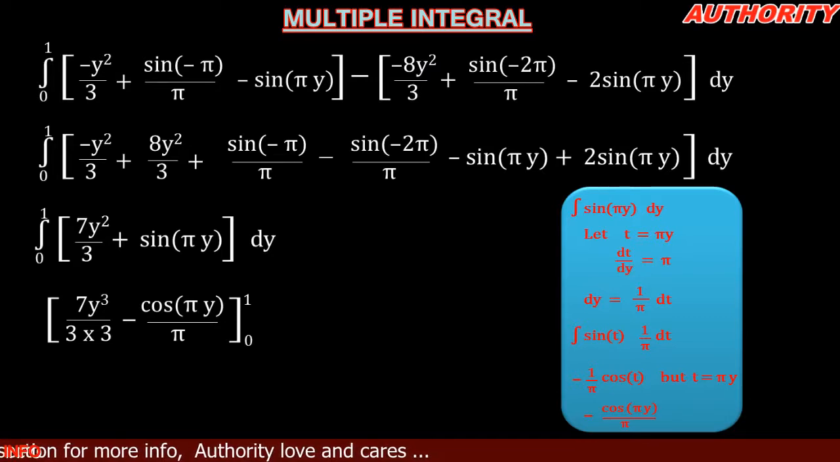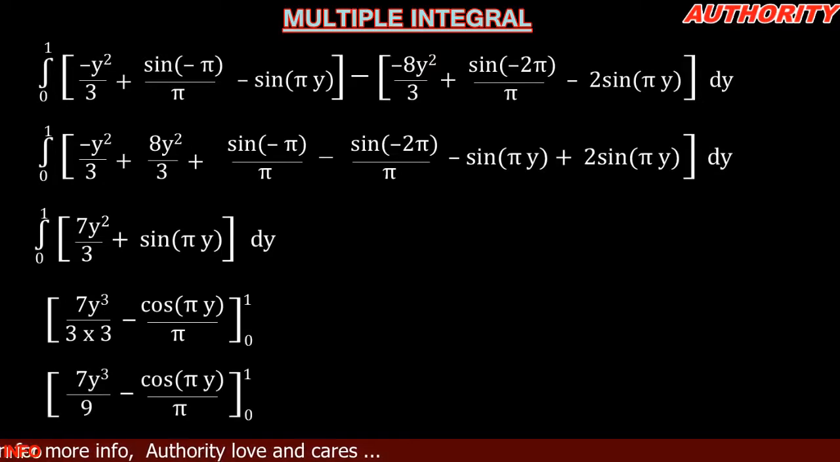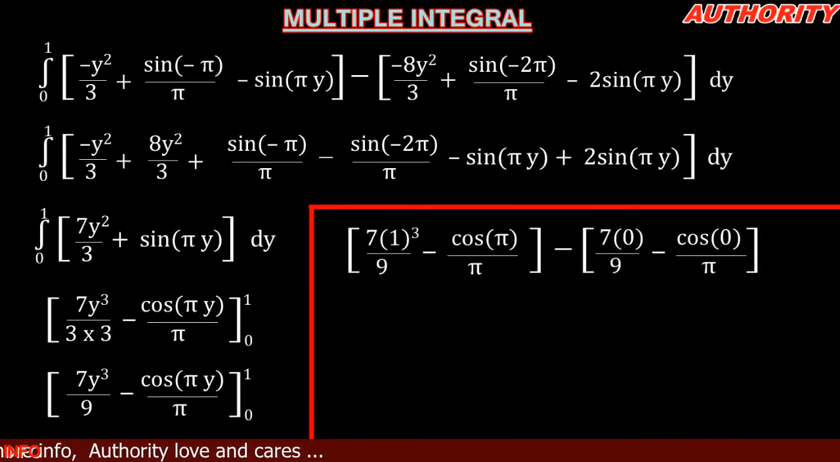So let's substitute the upper boundary minus the lower boundary. But before then, let's simplify. Okay, so now let's simplify. We have 7y cubed all over, we say 3 times 3 is going to give you 9 minus cos pi y all over pi. Is that clear? Good. Now let's substitute the upper boundary minus the lower boundary. That is, anywhere we see y, we'll replace it with the upper boundary first, and then minus the lower boundary. We're going to have 7 open bracket 1 all over 9 minus cos.